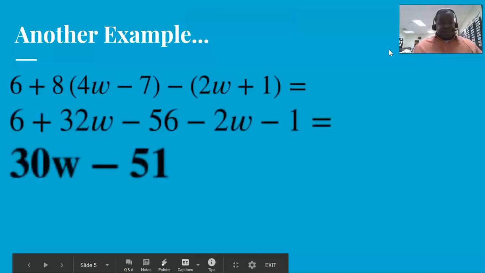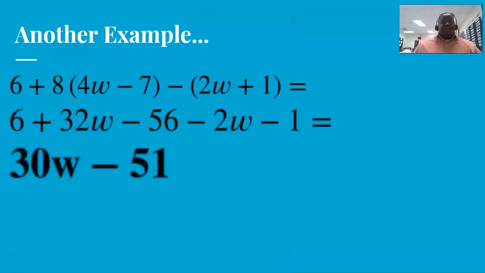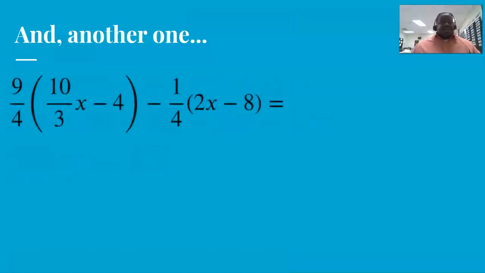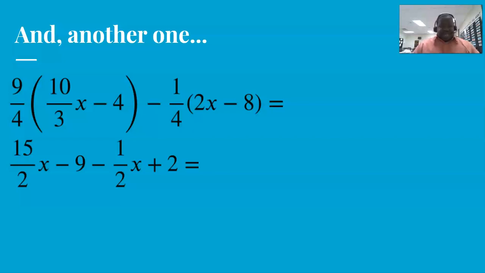Now, the answer should be 30w minus 51. Last example, very quickly. So we have 9 fourths, parentheses 10 over 3x minus 4, minus 1/4, parentheses 2x minus 8. Okay, so with these fractions, as we said before, you're going to work them all the way out. I'm going ahead and reducing them as we go, but make sure that you see how we get the numbers that we have here. All right, first of all, 15 over 2x minus 9 minus 1/2 x plus 2.